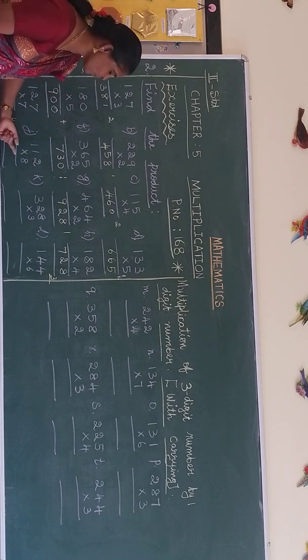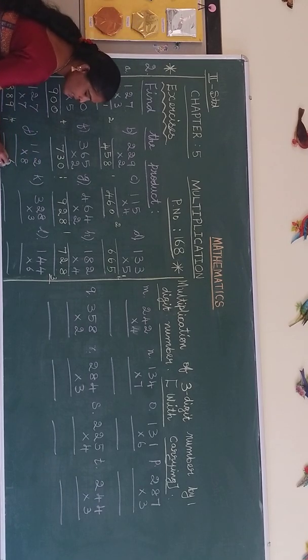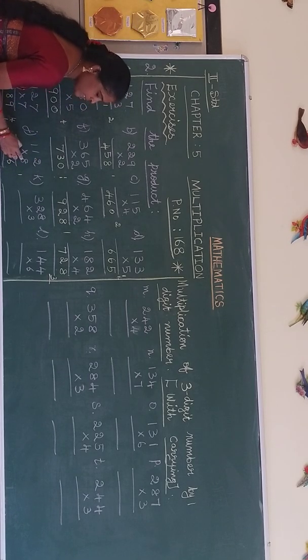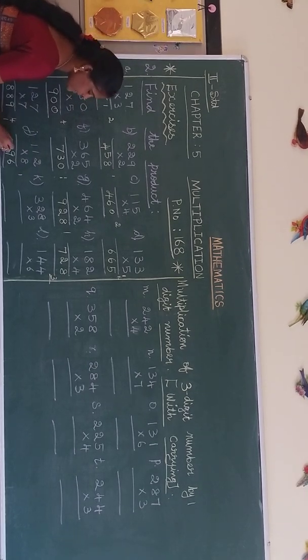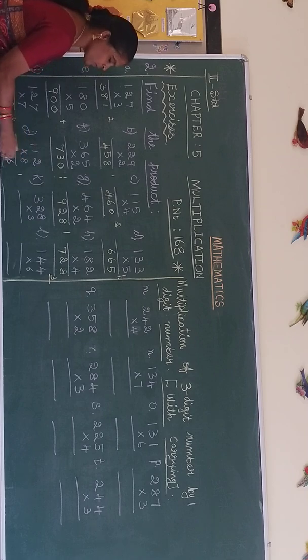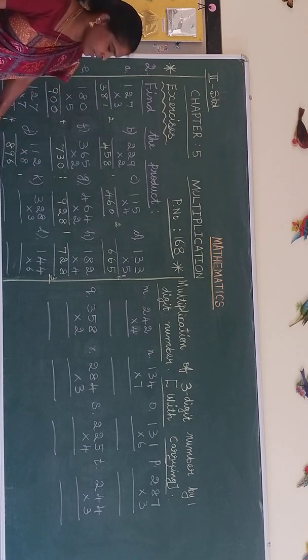Okay. And 112 multiplied by 8. 8 2s are 16. In the 16, 6 in the ones place, 1 in the side. 8 ones are 8. 8 plus 1, 9. Again 1 ones are 8. So 112 multiplied by 8 is equal to 896.